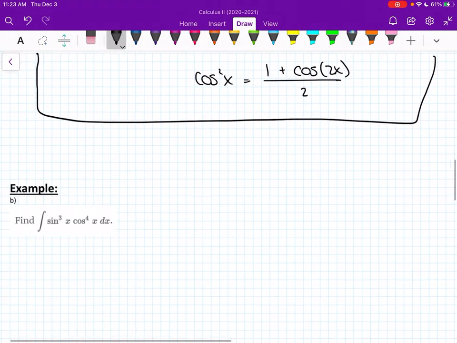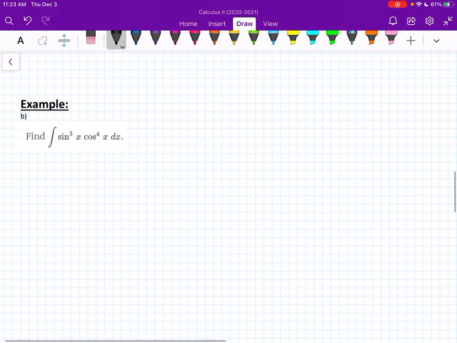All right, so here's our first example. We have finding the integral of sine cubed of x cosine to the fourth of x dx. And for this one, we have an odd power of sine.